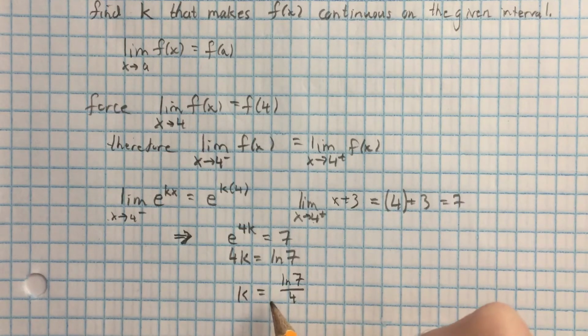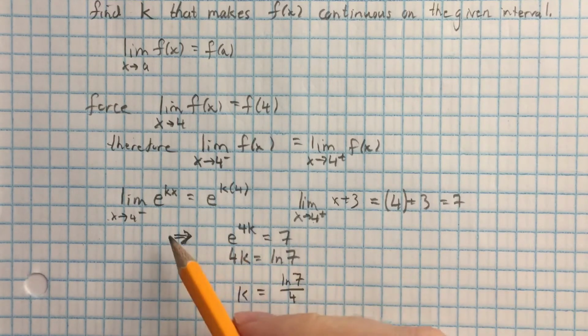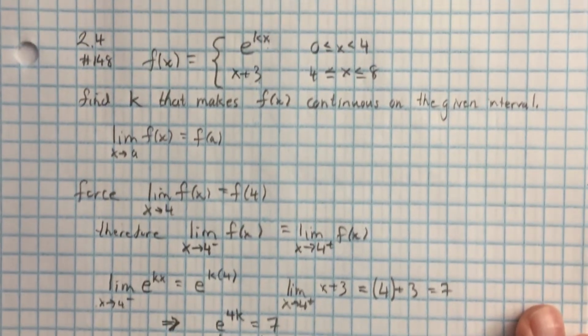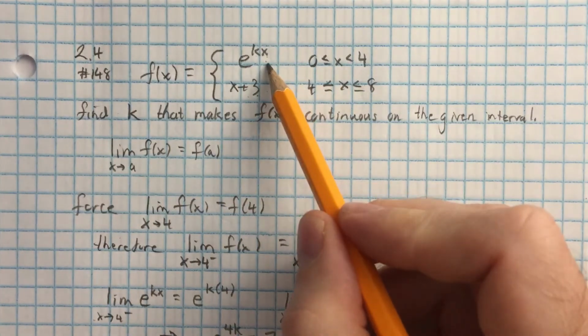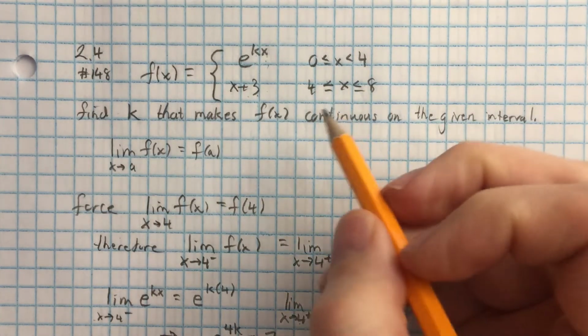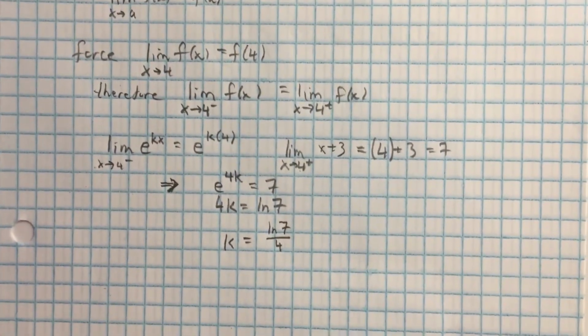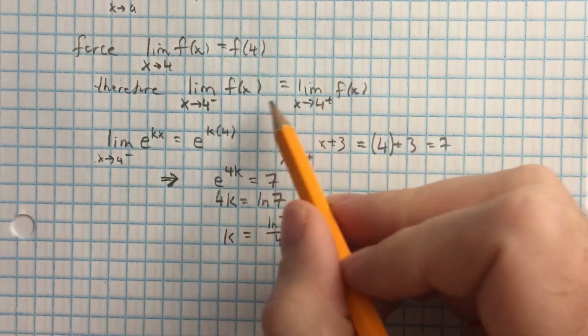So this will be the magic number, in a sense, back inside the exponential function, the first part of this piecewise function. ln 7 over 4 will be the magic number that makes sure that the limit that we were talking about exists. It will force the two one-sided limits to be the same.